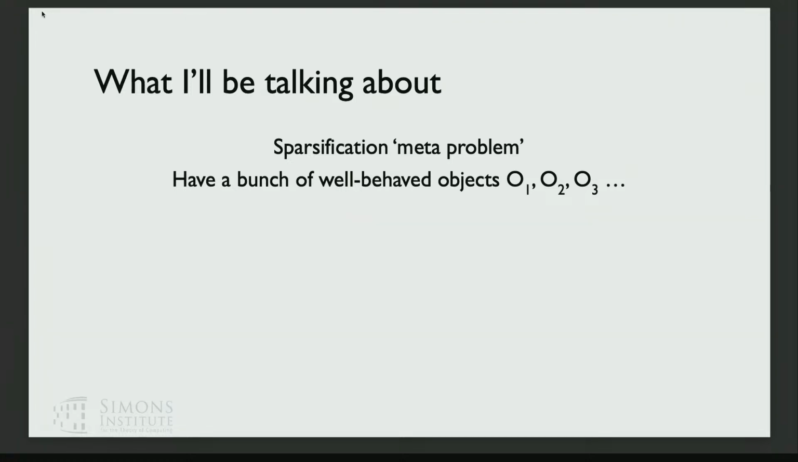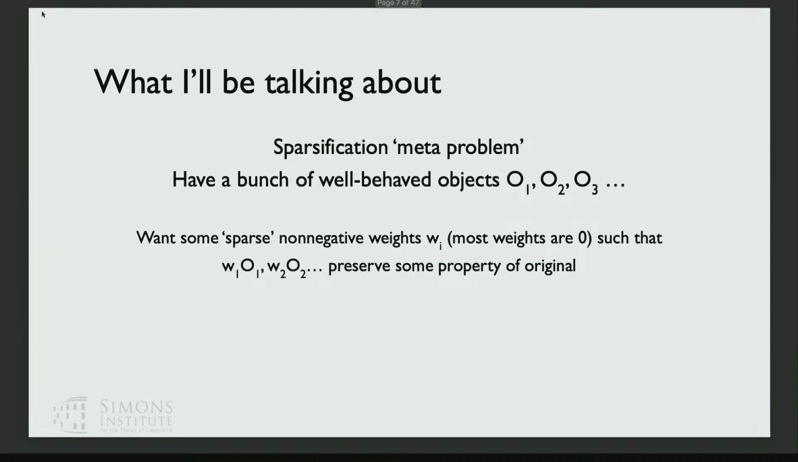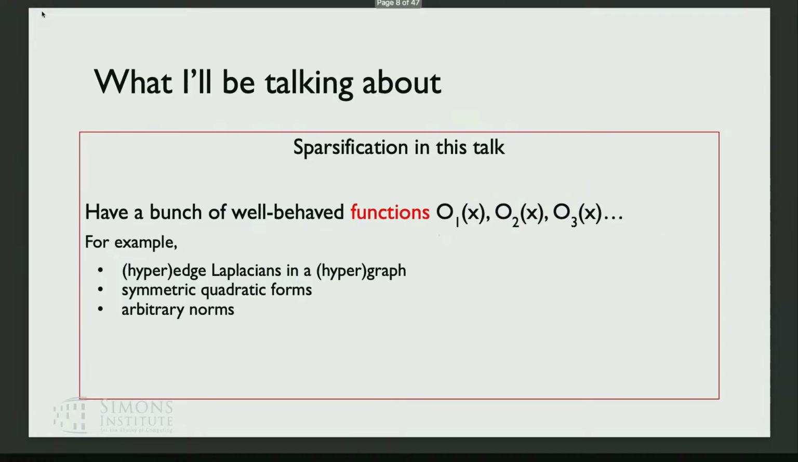So we have a sort of meta problem. We have some well-behaved objects, O1, O2, O3, and our goal is to find some non-negative weights, where most of them are 0, such that the collection of reweighted objects satisfies some property of the original. It preserves something useful. So the version I said in the previous slide is quite general. It recovers a bunch of things, not just sparsification.